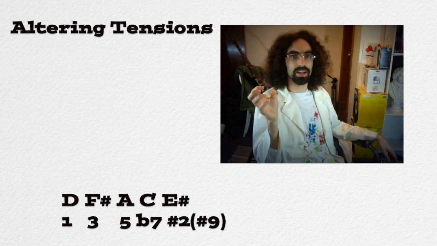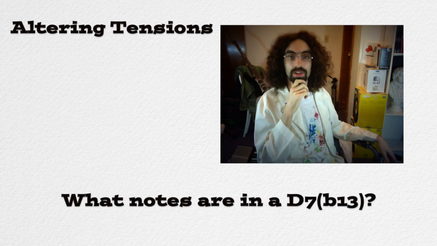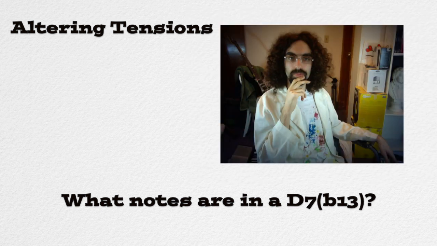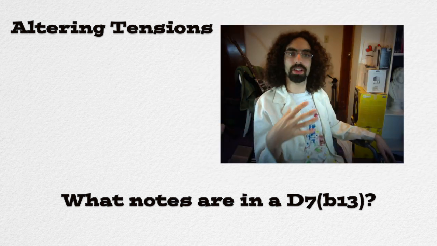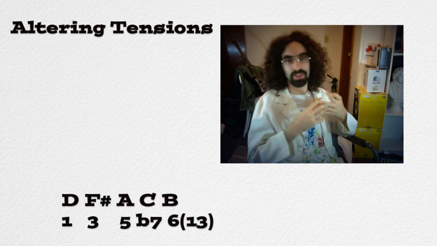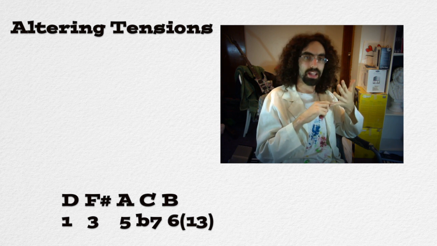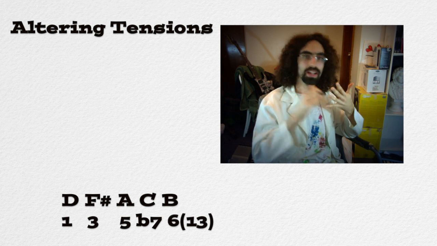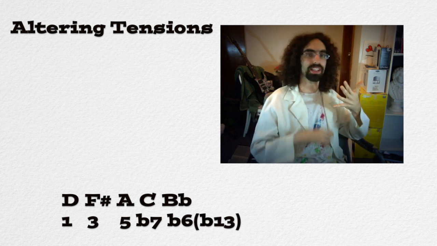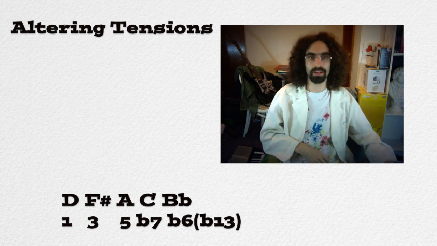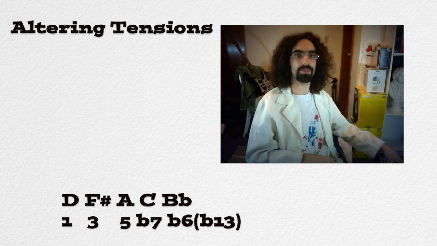Knowing this, what notes do you think are in a D7 flat 13 chord? So first you find a D7 and you add the 13, so you have your D7/13 chord, and then you flat the 13. So you've got D, F sharp, A, C, that's your D7, and you add the B, which is the 13, and then you flat the B, make it a B flat, so you have D, F sharp, A, C, B flat, and that's it. That's a D7 flat 13. D, F sharp, A, C, B flat.